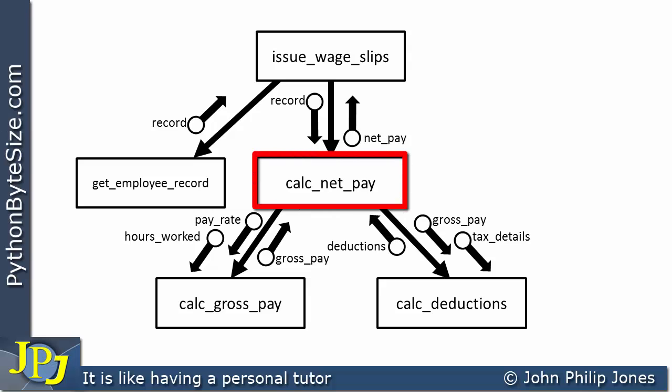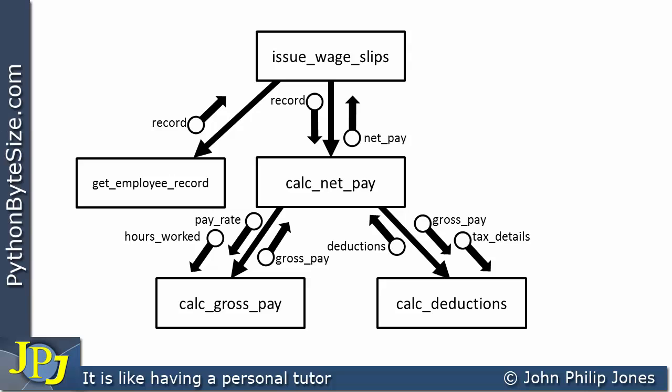Now, calculate net pay will receive the gross pay from the calculate gross pay module, and it'll receive the deductions from the calculate deductions module. Consequently, it can calculate the net pay, which it promptly sends back to issue wage slip. And of course, if we're going to calculate the net pay, it's the gross pay minus the deductions.